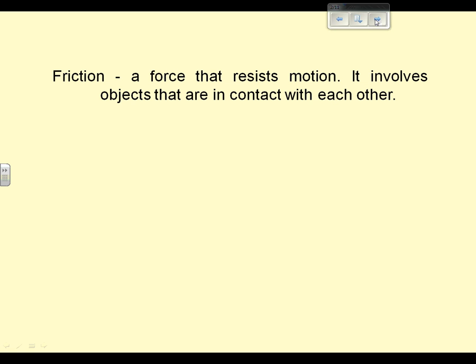Okay, so what is friction? If you had to define friction, you might say that it is a force that resists motion, and it involves objects that are in contact with each other. There has to be contact between the two objects for there to be friction, right? If you're sliding a heavy box across the floor, there has to be contact. A light box across the floor, there has to be contact. Any box, right. If you throw a football through the air, is there friction? There's air resistance, right? There's contact between the football itself and the air molecules.